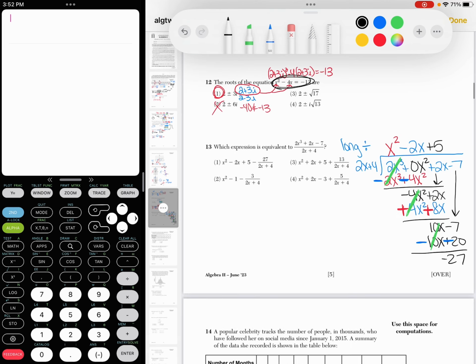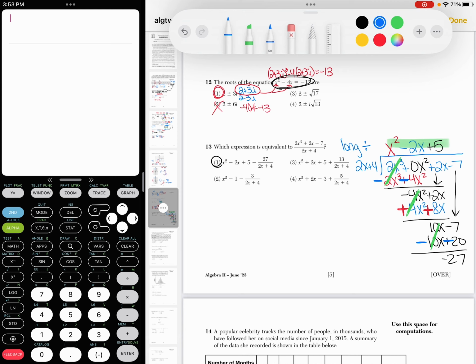Okay. Now, if this was a part 2, to write your answer in quotient remainder form, you'd have to write this up top first. So your answer would be x squared minus 2x plus 5. Then you add the remainder, which was negative 27, over what you were dividing by, which is 2x plus 4. So that's my answer. I see my answer right here. It is choice 1.